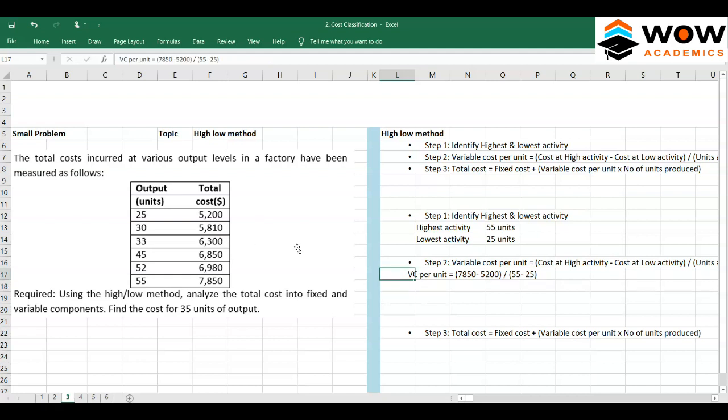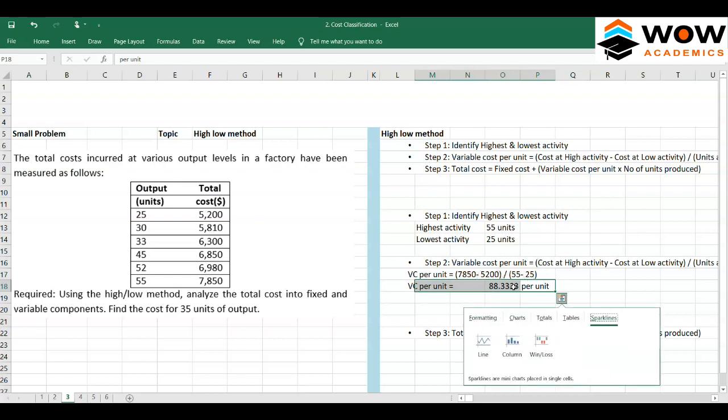From here we are going to compute it. So let's compute it and get the answer. The answer comes to 88.33 per unit. This is the variable cost per unit. So that we got.